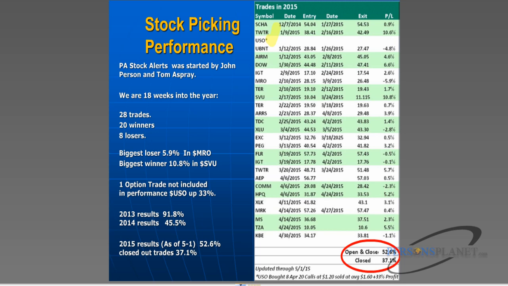The funny thing is, Tom and I started working on this thing and running scans. And in 2013, great year, up over 90%. Last year, cumulative was only up 45%. So we've had a pretty good run. And right now, I think there might be a little bit more left to the market.